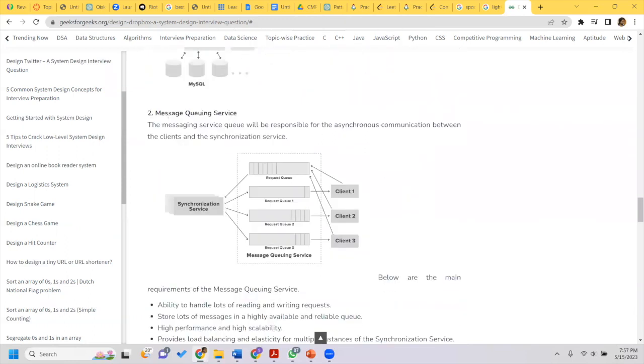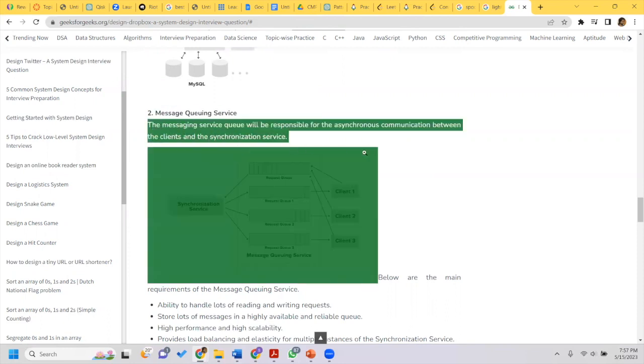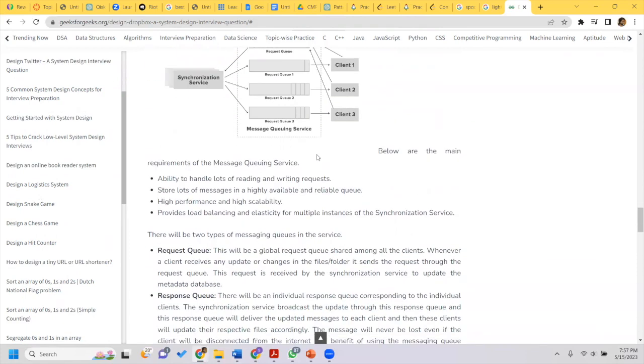And after that, message queuing services. We have to use message queuing services like Kafka, or something similar to Kafka, so that concurrent users can use our application at a time. This is one of the important features to handle the latency of our application.